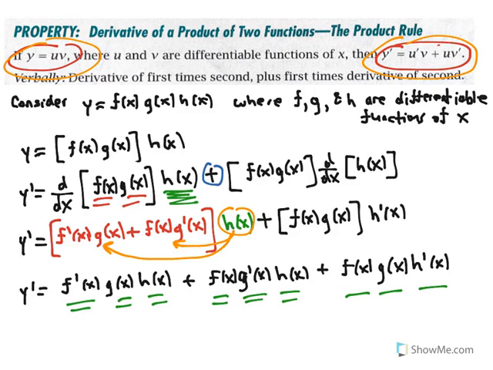And of course, the easy way to remember that is, in the original function, you have the product f of x times g of x times h of x. And in this differentiation rule for finding y prime, you have three terms. And in the first term, you take the derivative of the first function, multiply by the second and the third functions. In the second term, you take the derivative of the second function, multiply by the first and the third functions. And in the third term, you take the derivative of the third function and multiply by the first and the second functions.